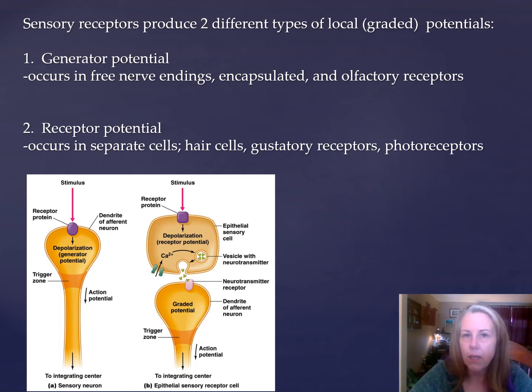These separate cells are typically more complicated. It's probably a bad word for that. I can't think of another word, but the separate cells are a little bit more intricate, more complicated, I guess this is the best word I can come up with. And then they are going to synapse with that sensory neuron. So the separate cells have to release the neurotransmitter, which in turn activates the sensory neuron, and then you have your action potential, which is your nerve impulse. Then that nerve impulse will get sent to the brain.